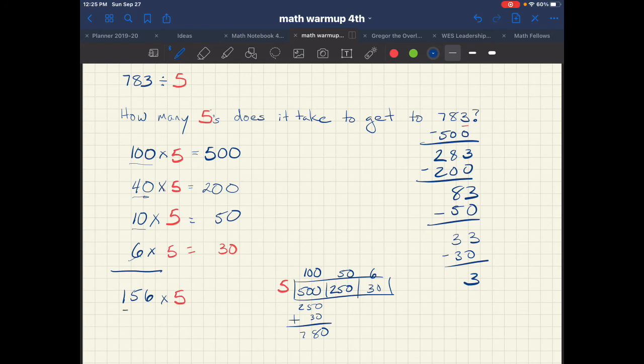So 156 fives equals 780. And then there's 3 left over. The fancy math word for leftover is remainder. So 783 divided by 5, we found out that there are 156 of those 5s with 3 left over, remainder 3.